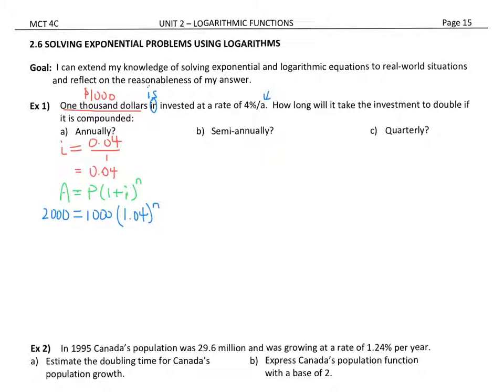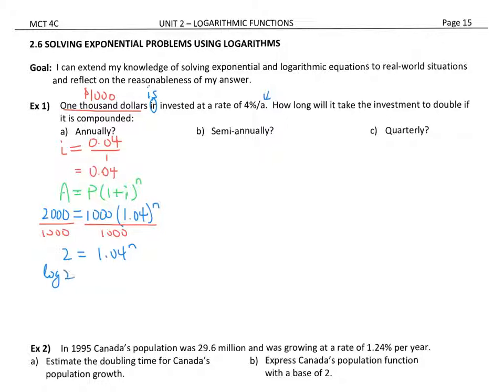So my first step in solving this, now that I've got everything in its place, would be to divide both sides by 1,000 to try and isolate the power, the base with the exponent. What that results in is 2 equaling 1.04 to the exponent of n. Now at this point we would take the common log of both sides. So we're going to get the log of 2.